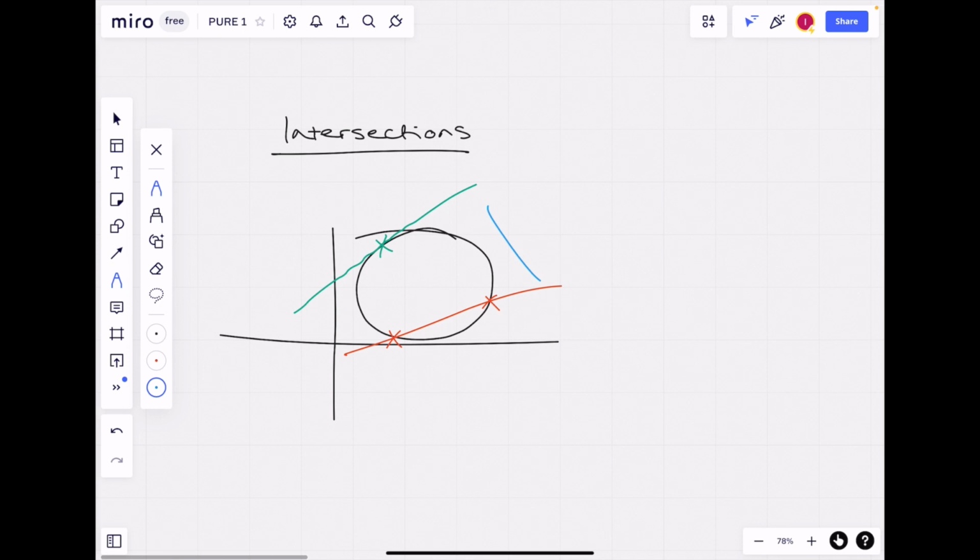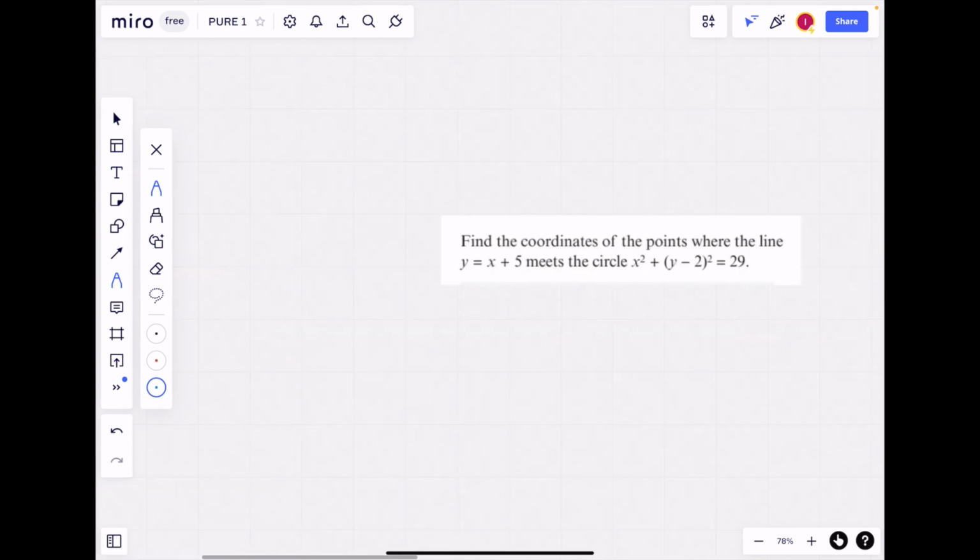So what do you think you're going to have to use to work out how many intersections there are going to be? Discriminant. So that comes up again in this topic. But yes, that is the basics. That's the foundation, and now we're going to build upon that. We're going to have a look at questions that make use of this.